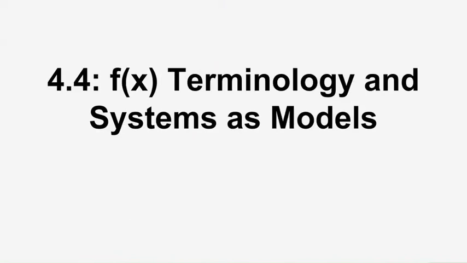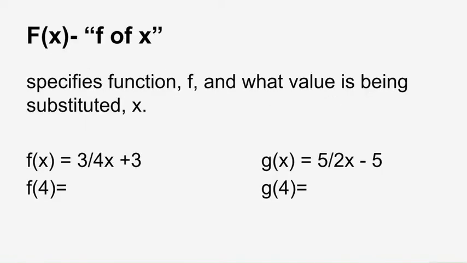So chapter 4.4 is on f of x terminology and systems as models. f of x is pronounced "f of x," and it specifies which function is being referred to and which value is being substituted. The function would be f and the value is x. If we look at these two equations, f of x equals 3/4 x plus 3, and g of x, you can use other letters for f as well, equals 5/2 x minus 5.